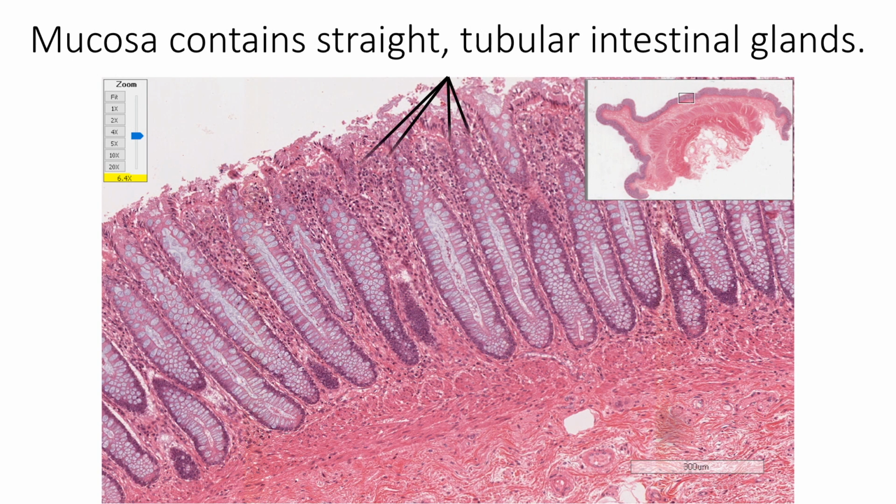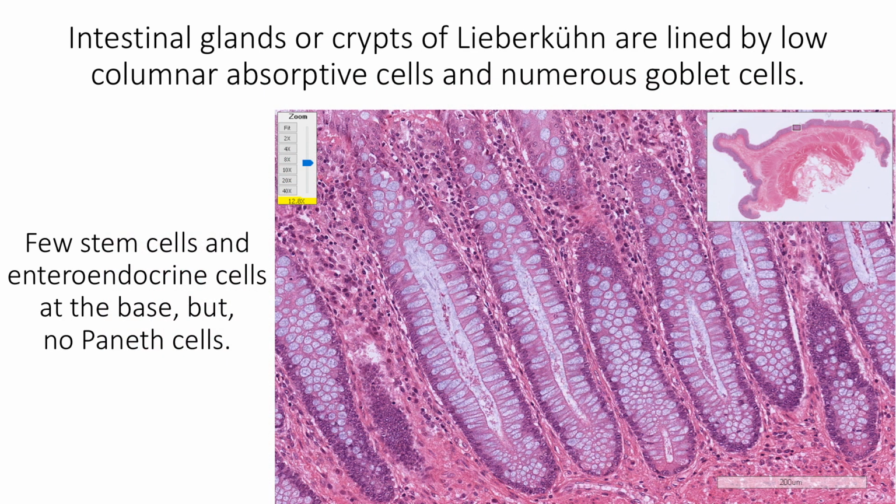Mucosa also contains numerous long, straight, tubular intestinal glands which open on the surface of the lumen. Intestinal glands or crypts are lined by low columnar absorptive cells and numerous goblet cells. Few stem cells and enteroendocrine cells are also found close to the base of the gland, but Paneth cells are absent in the large intestine.